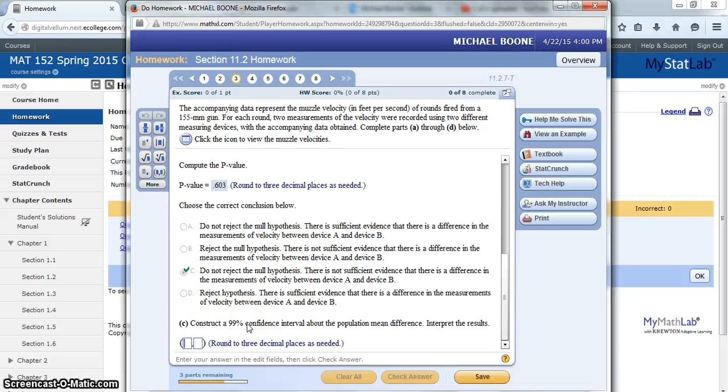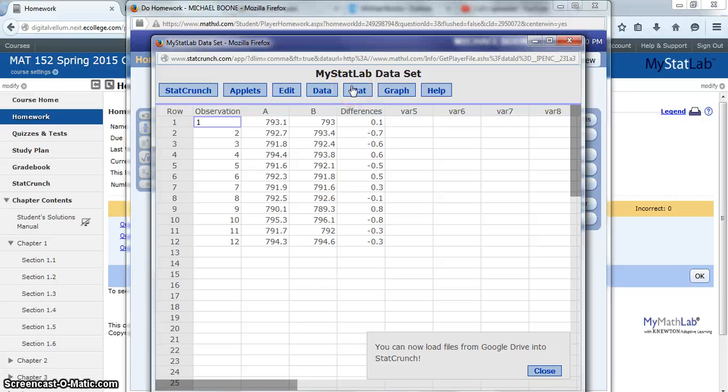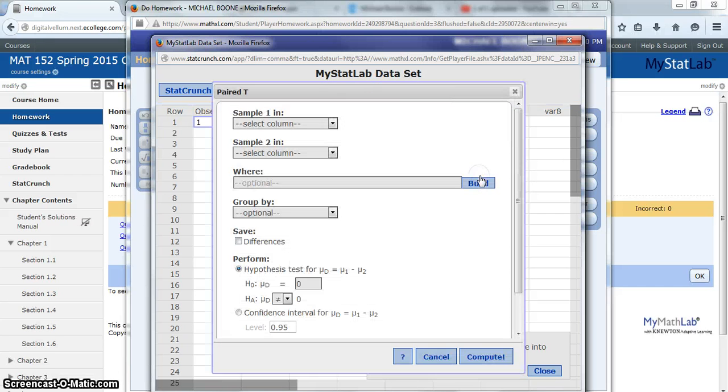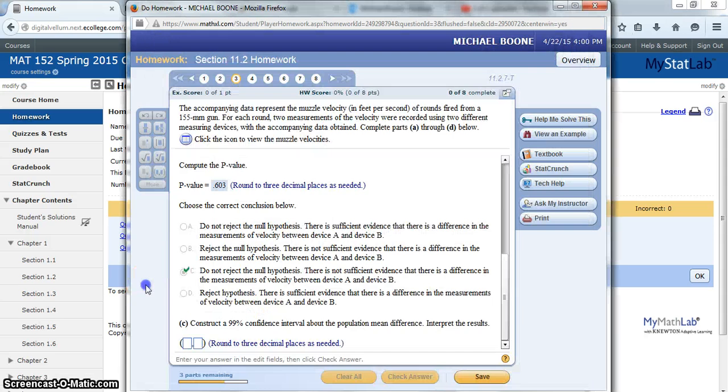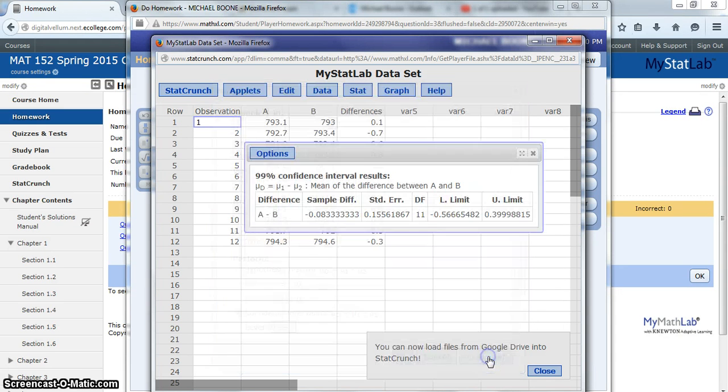A 99% confidence interval about the population mean difference. So now we're looking at a confidence interval, which we can do. We go back to our data and we can create, going to the same place, t-stat paired, we still have A and B, right? Let's just do a confidence interval, right? And it wanted us to be 99% confident. And we should be good to go.